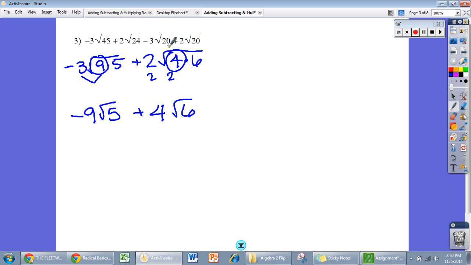My third term is a negative 3 square root of 20. And the square root of 20 I'm going to break down as 4 times 5. I know 2 times 10, but 2 and 10 are not perfect squares, so that's why I chose this. This square root of 4 is 2. Multiplying it by that negative 3 gives me the negative 6 square root of 5.